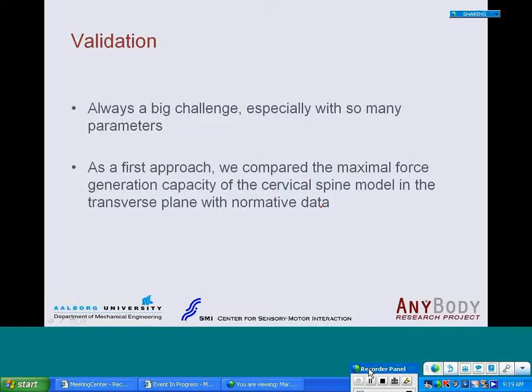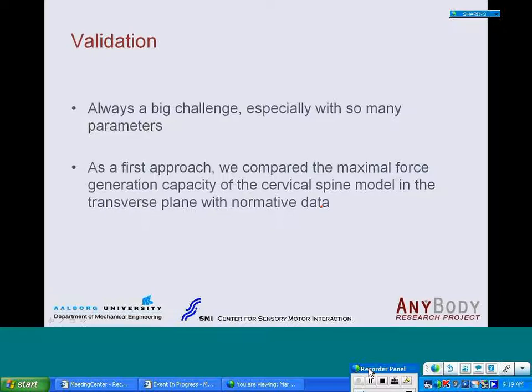So this was a kind of description of the neck model. As I said, I have not mentioned all the muscles in the model because that will take too much time and it will be too boring. But now I will talk about some validation.